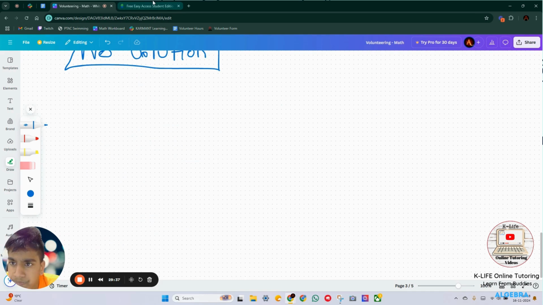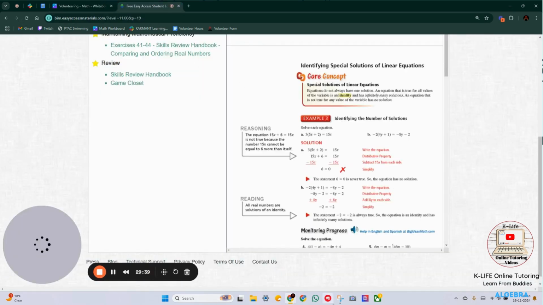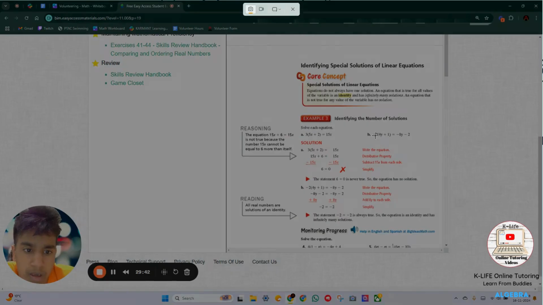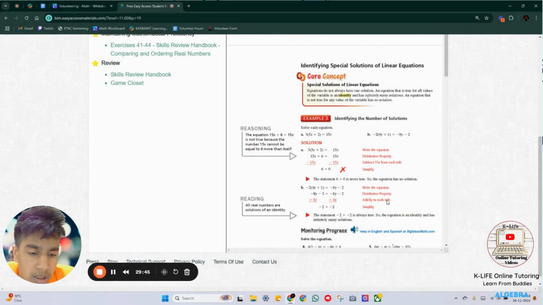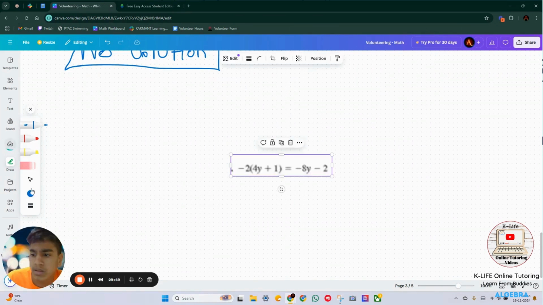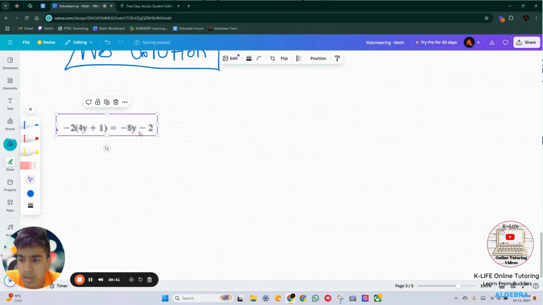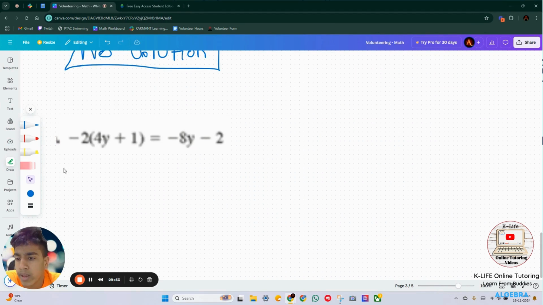Now, going back to our second question, that is negative 2 times 4y plus 1 equals negative 8y minus 2.